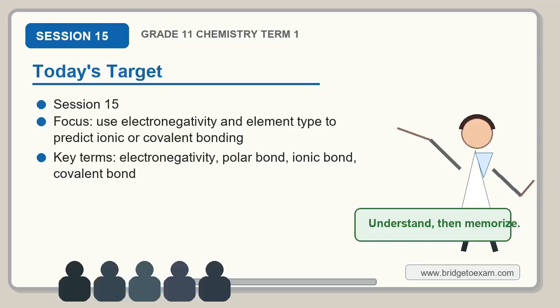Welcome, class. Today our session title is Week 4, Session 15, Electronegativity and Bond Prediction. We will move slowly and make the chemistry understandable. Your goal is to use electronegativity and element type to predict ionic or covalent bonding. Listen for these key terms: electronegativity, polar bond, ionic bond, covalent bond, electron sharing.